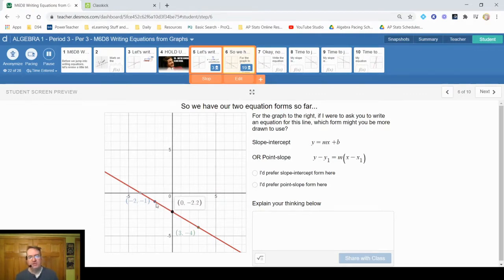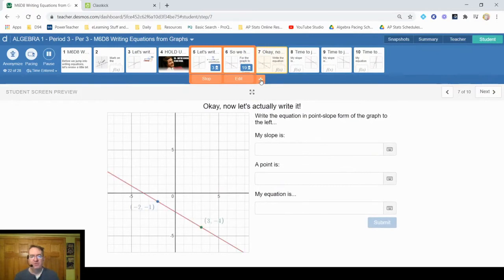So the nice thing about point slope, this one right here, is that it always works. You can use it with any point that you have because y-intercepts are not always going to be nice and pretty. So let's move on to slide 7.